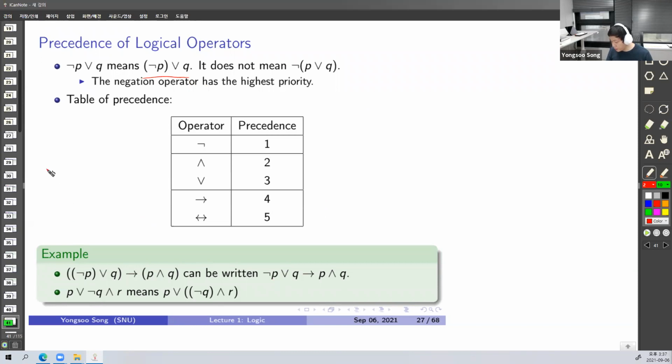So for example, in this case, you don't actually need any brackets. You can simply write it like this. These two left and right propositions are the same proposition. And in the second one, this negation should be taken first. And then between this OR and AND operation, the AND operation should be taken first. So you get this one.